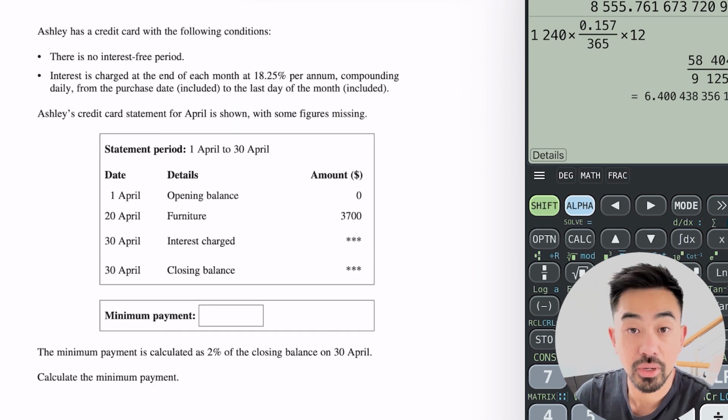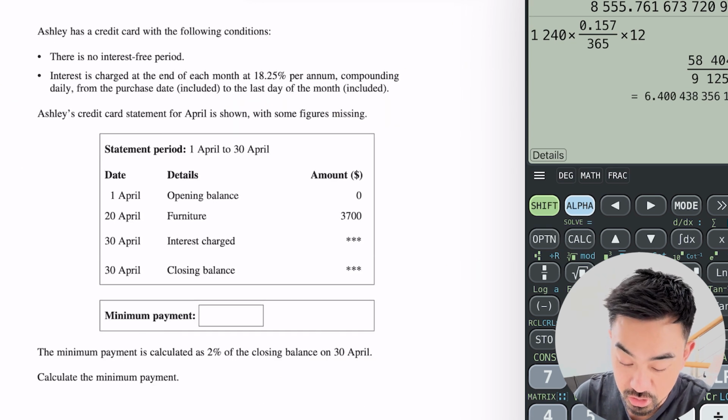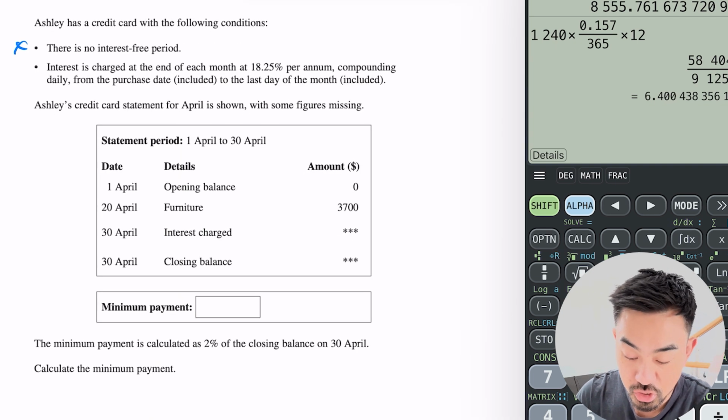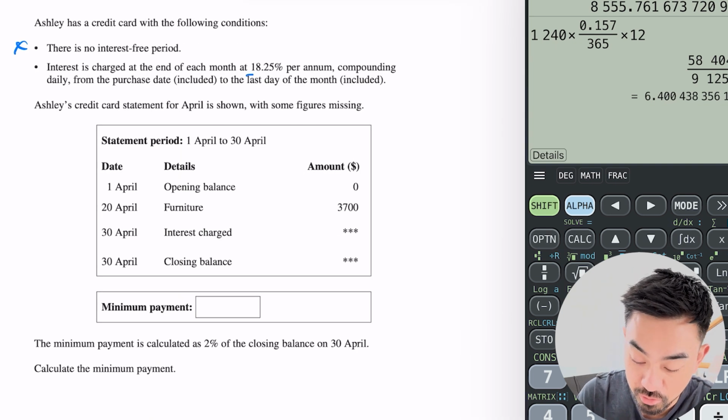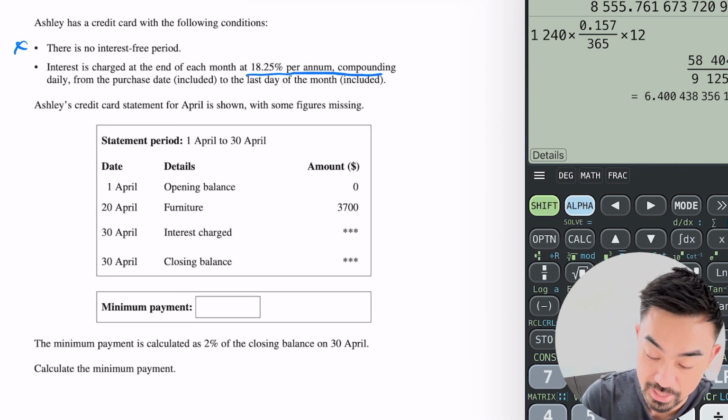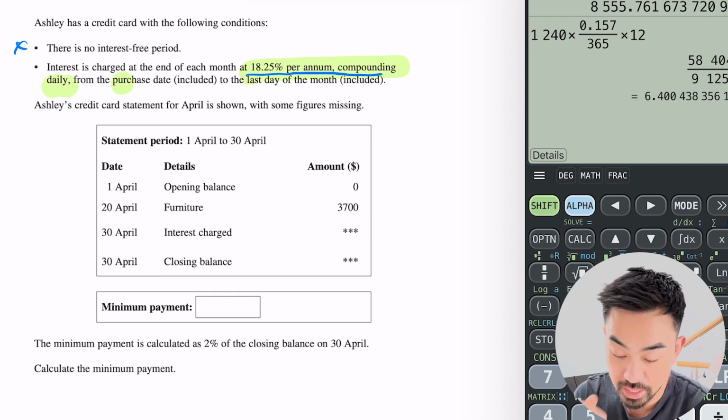And you're done. All right, here we go. So Ashley has a new credit card with the following conditions. So no interest-free period. Interest is charged at the end of each month. So 18.25% per annum compounding daily. All right, from the day of purchase to the day of payment.